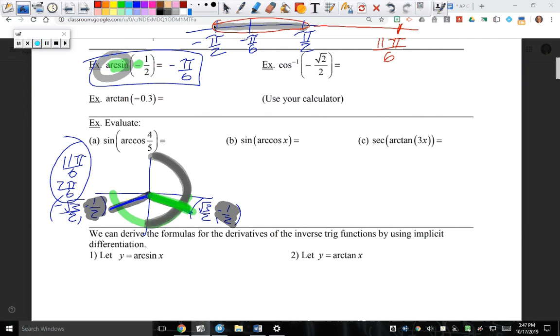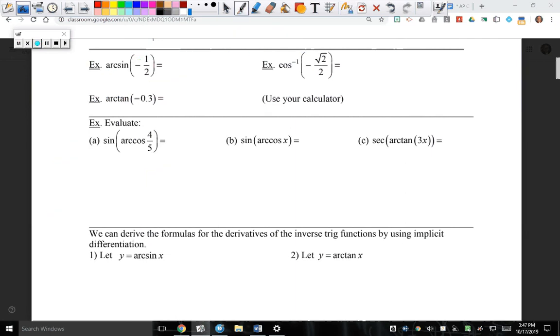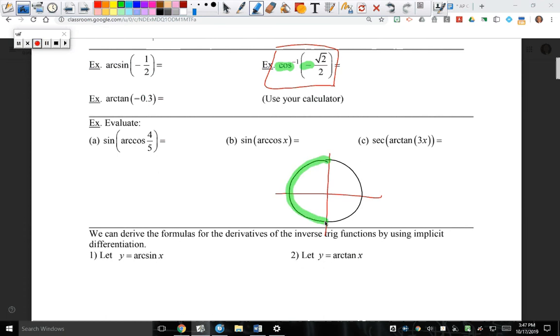Okay, so again, this is review. Let's do one more. We're looking for where arc cosine yields negative root 2 over 2. Notice the progression. Here we go. Arc cosine, and I'm looking at the unit circle, is when the x, because it's cosine, is negative. So I'm looking at quadrants 2 and 3.